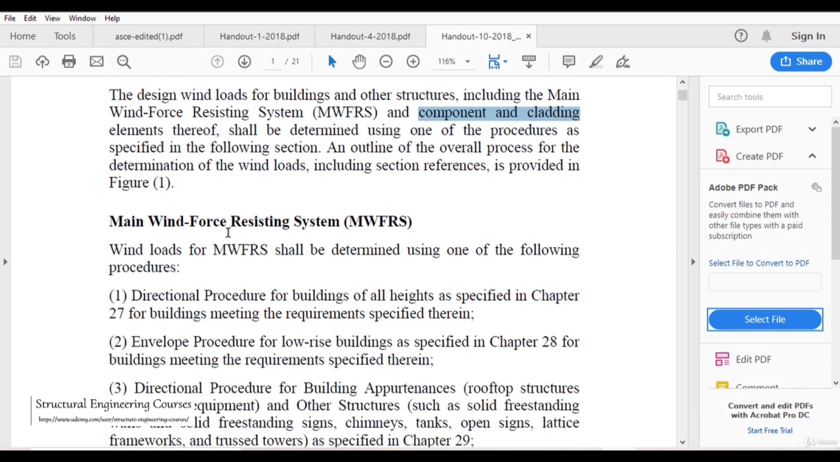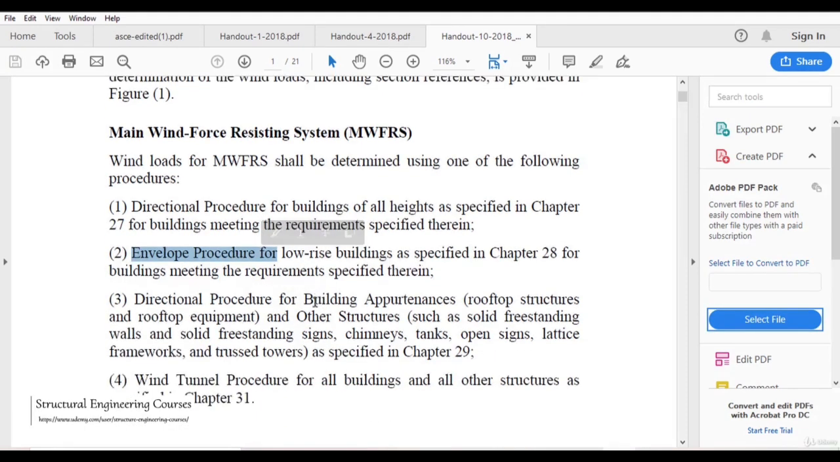And if we first start with MWFRS, under the MWFRS there are again two types. One is the directional procedure, second is the envelope procedure, and third, here it is explaining the directional procedure for building appendices, that is rooftop structures and rooftop equipment, or it can deal with solid freestanding walls and solid freestanding signs, chimneys, tanks, etc.